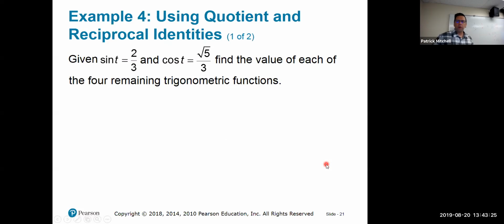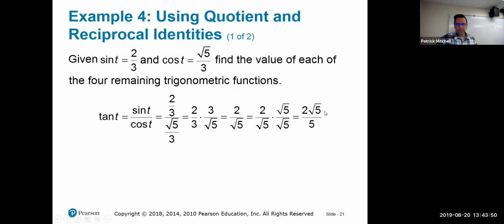So we're going to use those identities to do this example. If you're given that the sine of t is 2/3 and the cosine of t is square root of 5 over 3, that is enough information to figure out the value of the 4 remaining trig functions. So let's see how that goes. First we have the tangent of t. Let's take this step by step.